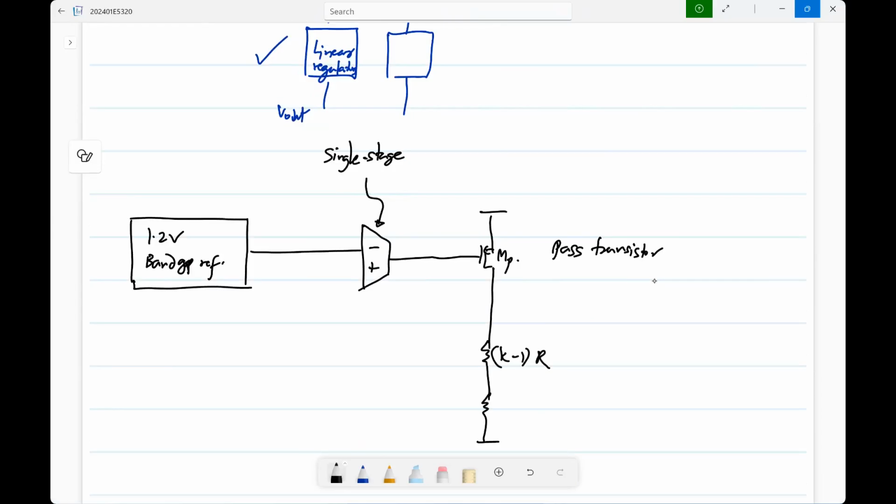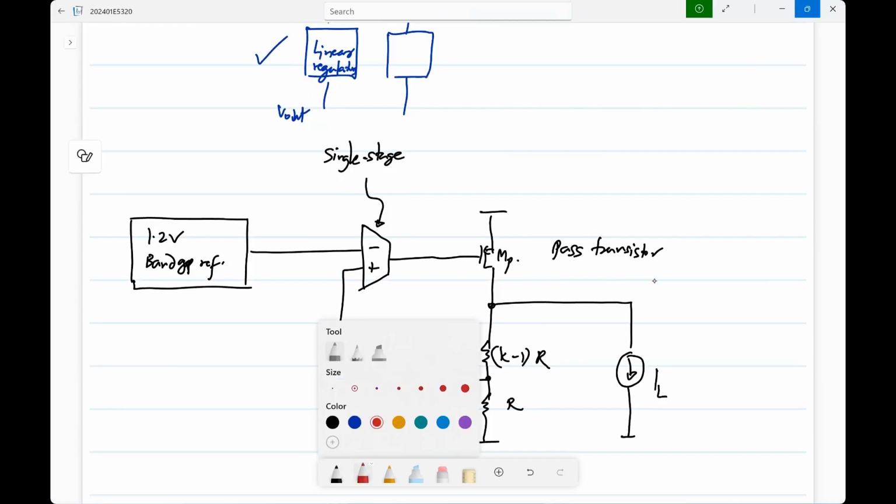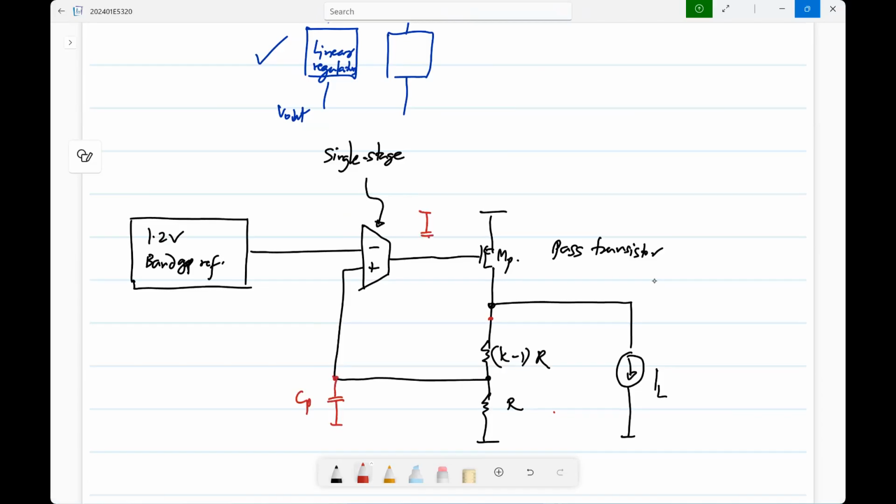If you want K times the reference voltage, you have K minus 1 R and R. And you have your load. Okay. So now, of course, like any other feedback system, stability is a concern. So one thing is, of course, there'll be some parasitic here, and there'll also be a parasitic there.